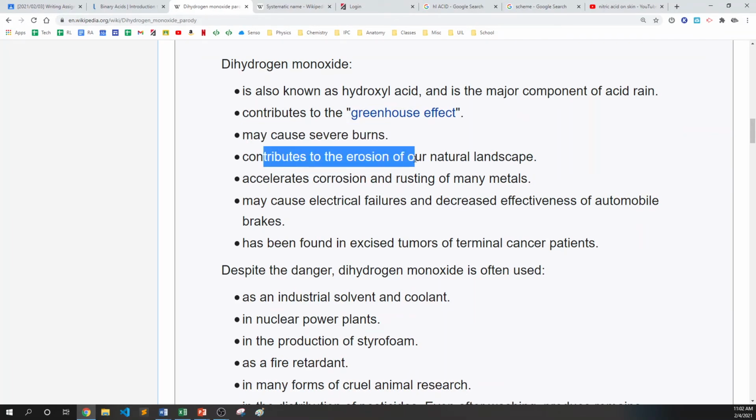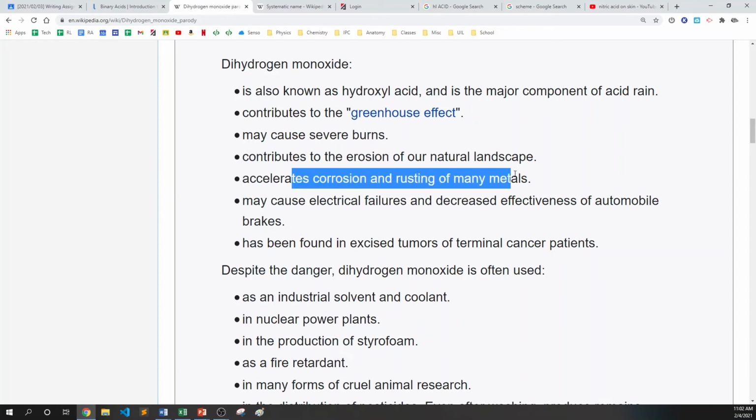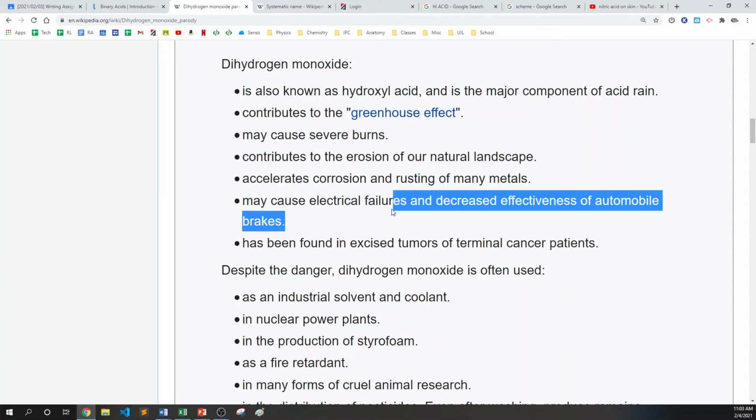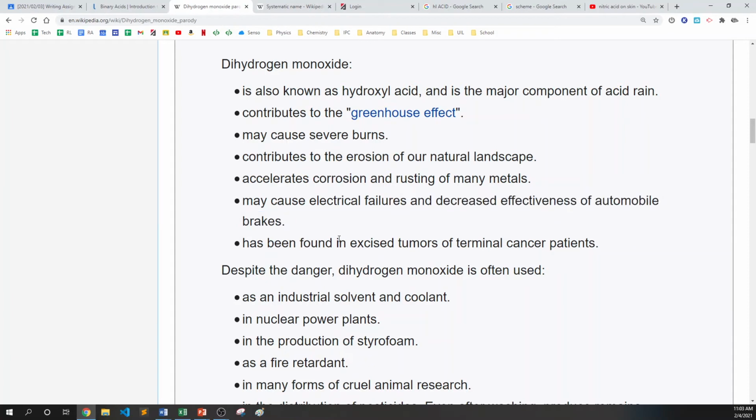Contributes to erosion of our natural landscapes. Accelerates corrosion and rusting of metals. May cause electrical failures and decrease effectiveness of automobile brakes, meaning that if it's wet on the road, your brakes are less effective. Has been found in excess or in removed tumors of terminally ill cancer patients. So this is a chemical that is found in cancer patients who have died.